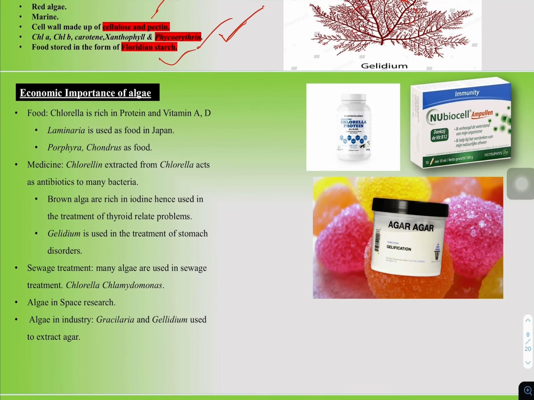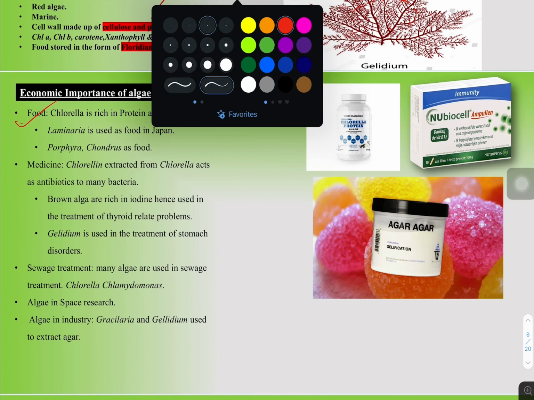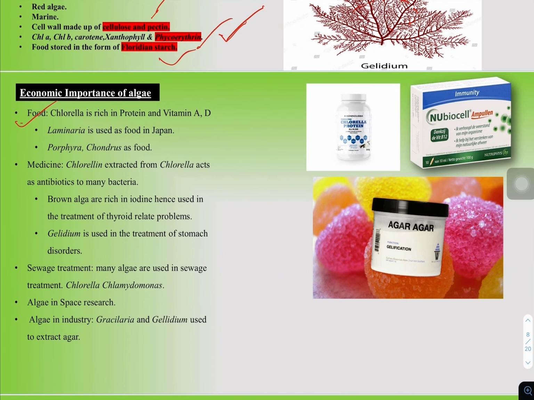Coming to the economic importance, first is algae as food. Many algae are taken as food, and the most important one is chlorella. This is a green algae rich in proteins and in vitamins E and D, hence it is taken as food. Laminaria is a brown algae which is also taken as food in Japan, and porphyra and chondrus are red algae which are also taken as food.